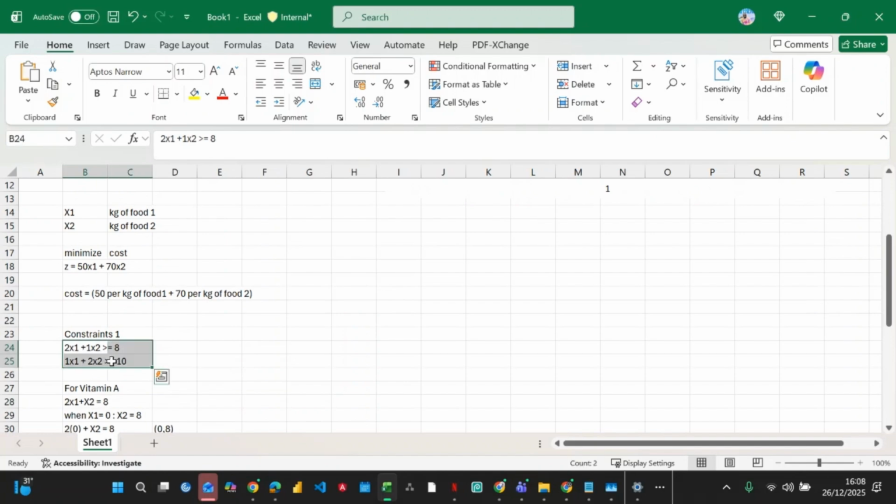So these were our equations here, right? Since we have these equations, we want to solve them simultaneously.